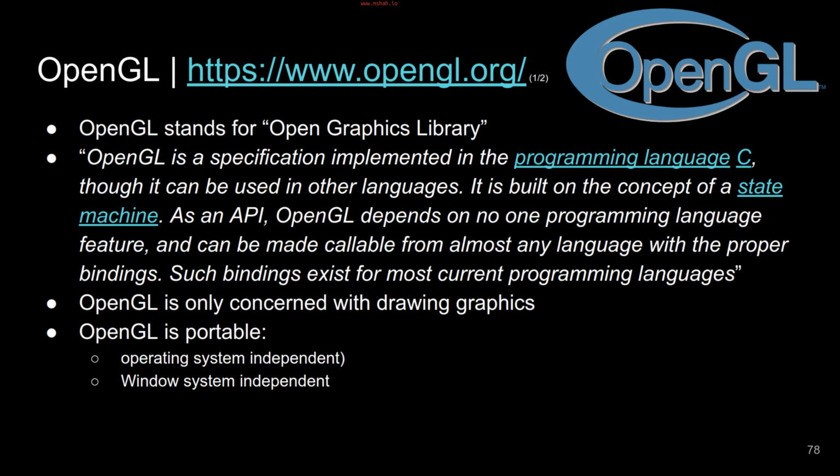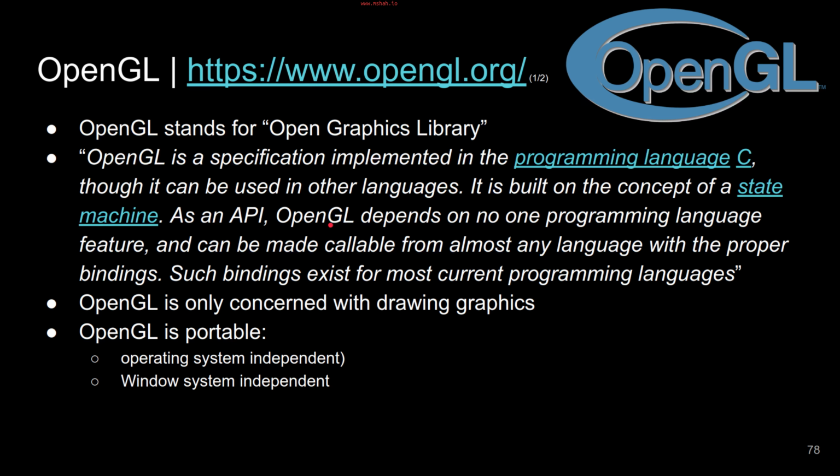So OpenGL, what is it? It stands for Open Graphics Library, and it's a specification implemented in the C programming language, though we can use it in any other language, Python, C++, etc. It's built on the concept of a state machine. That means there's going to be some API, this giant graphics API, and there's one giant object keeping track of all the state of all the graphics stuff that's going on. That's what it means by the state machine.